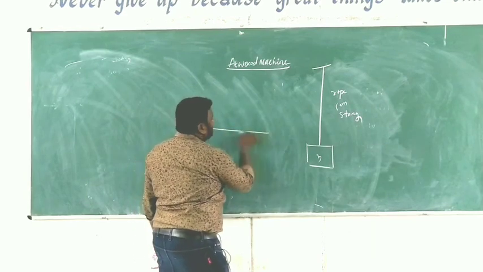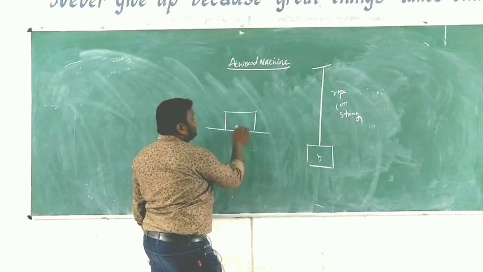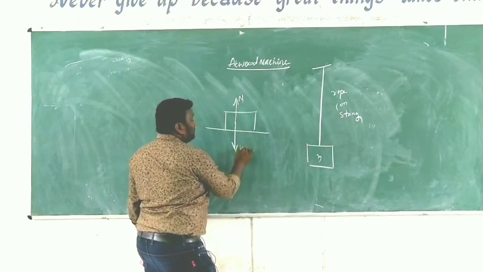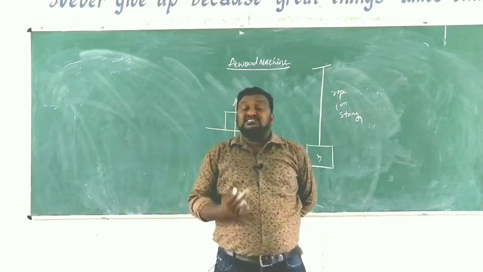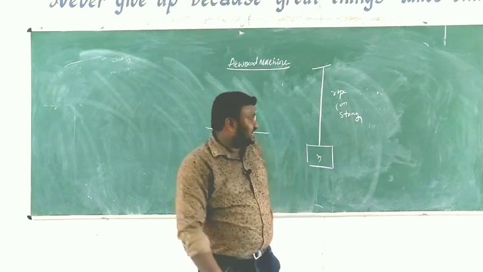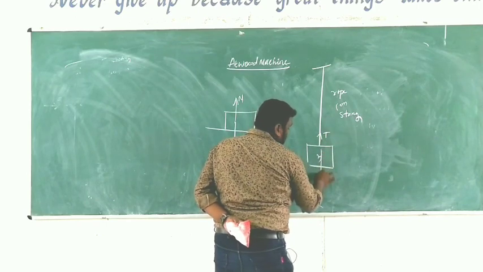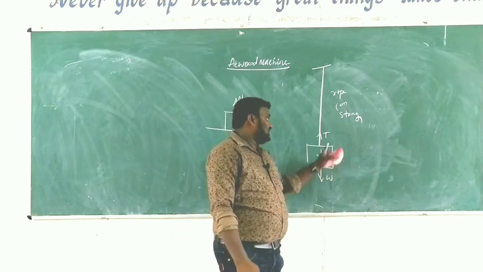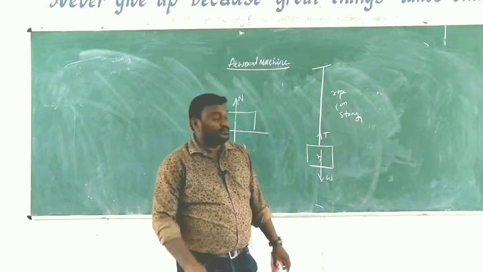I already told you, don't confuse, children. When the object is on a surface, how many forces are there? N and W. When an object is tied to a rope and the rope is suspended, in that case we also have two forces. Clear? What is that? T. Tension.